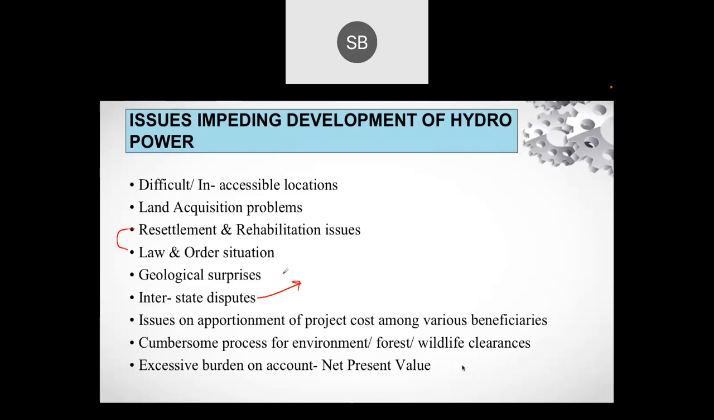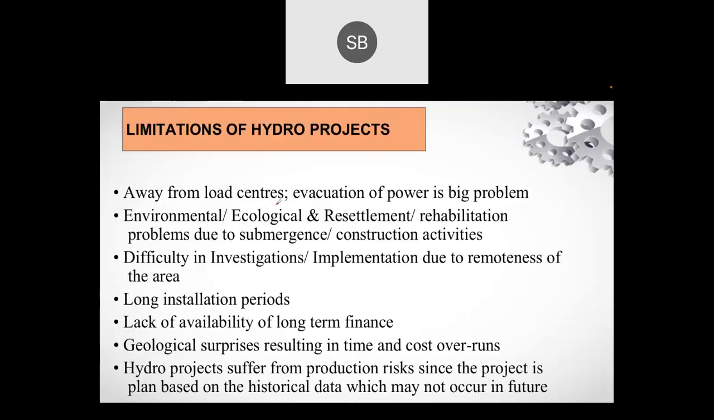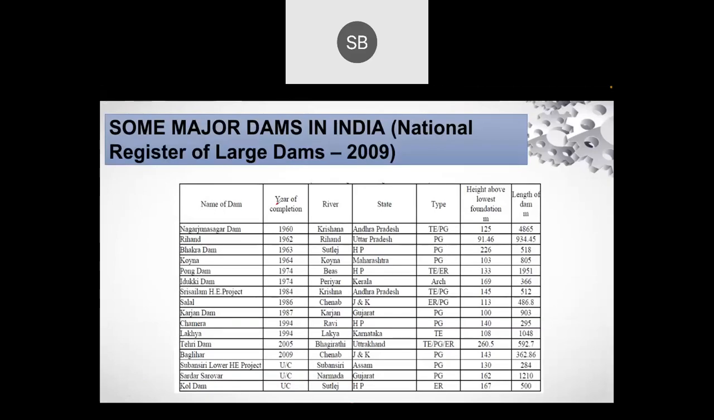Then the effects on the environment, forest and wildlife are also important. And the excessive burden on net present value. As we know, the construction cost is very high. The capital cost of a hydroelectric power plant is very high. It takes many years to construct one hydroelectric power plant. So the maintenance cost and all the other costs are very high. So that is again going to be a burden on the account. These are the issues which are very important whenever we construct any hydroelectric power plant.